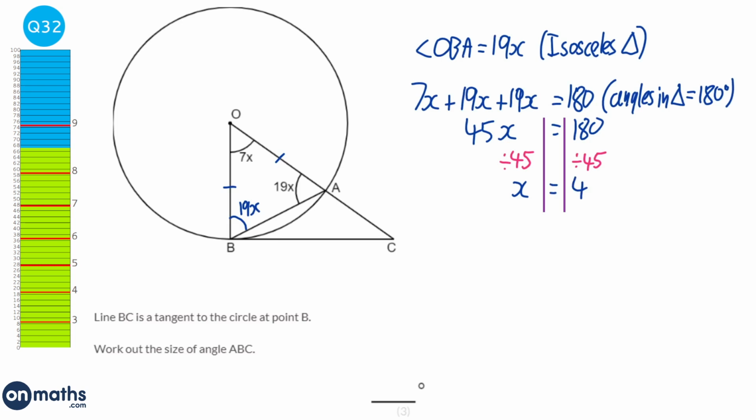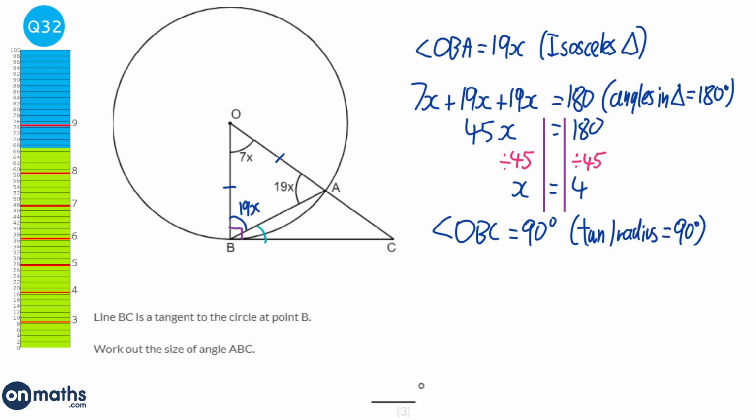Now, we're looking for this angle here. That's angle ABC. Now there's a few different ways we could do this. We could work out what this angle is, because it's a big triangle, etc. Or we can use the fact that we've got a tangent touching a radius. So we know that this angle here is 90 degrees. So we can write that down. So angle OBC equals 90 degrees, because it's the angle between a tangent and a radius. Again, make sure you write all the reasons in full.